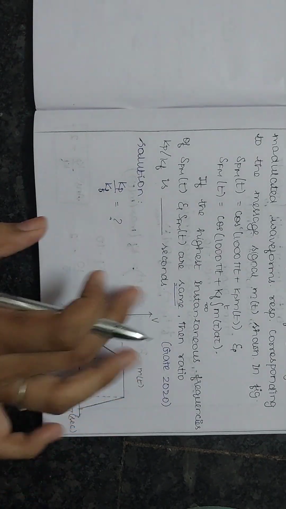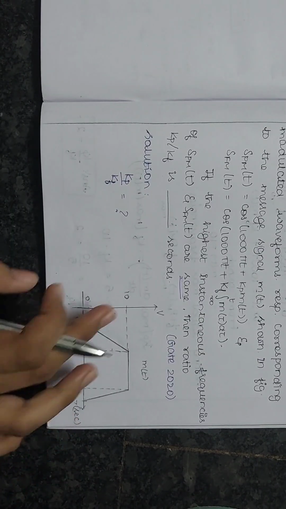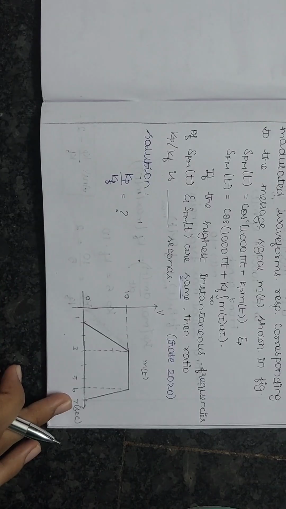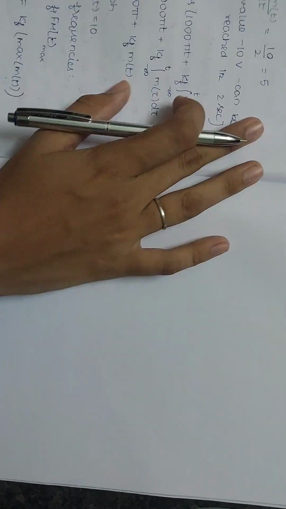They have given us the m of t signal in the graph. 10 volts is the maximum, and the graph runs from 1 to 7. Let's solve this sum.